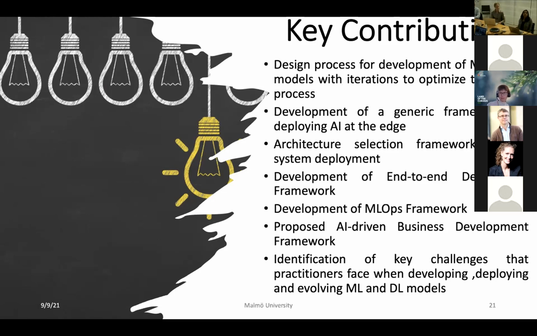So in order to contribute to that, we developed the design process for machine learning and deep learning models with iterations to optimize the design process. And we also identified a generic framework for deploying AI at the edge. Then we identified an architecture selection framework for AI system deployment by identifying key factors. And then it is the development of an end-to-end deployment framework. And in order to ensure continuous delivery and evolution, we developed the MLOps framework.